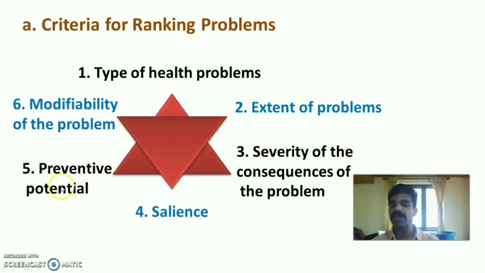Then preventive potential, whether the problem can be prevented in future. So preventive potential. Then modifiability of the problem, whether the problem can be modified later. So these are the 6 criteria for ranking problems. That is type of health problems, extent of the problems, severity of the consequence of the problem, salient feature of the problem, that is salience, preventive potential of the problem, and modifiability of the problem.